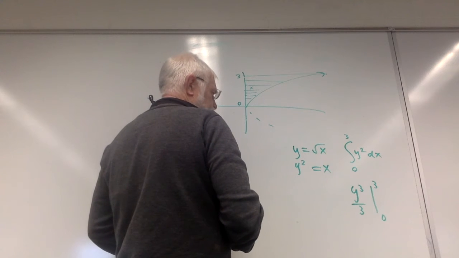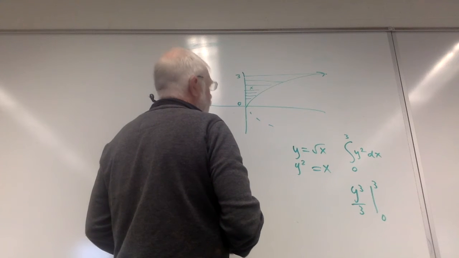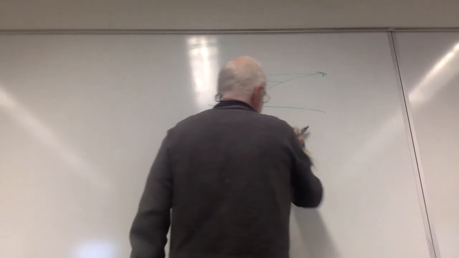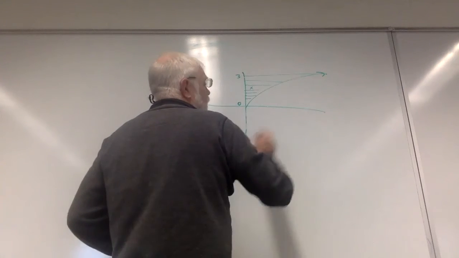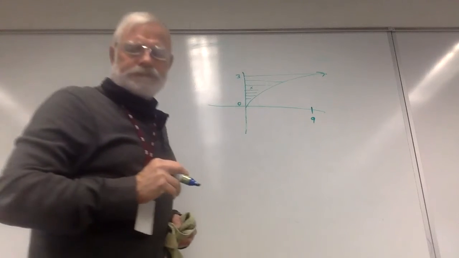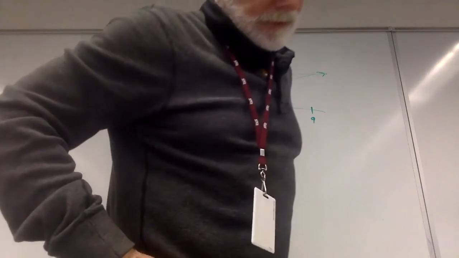27 divided by 3 is 9. That's not what I got the last time. I'm going to go back and do that other one again, because now I've done it from two different perspectives, and I think I made a math error. Oh, it was 1 to 9, wasn't it? Am I doing the wrong problem here?